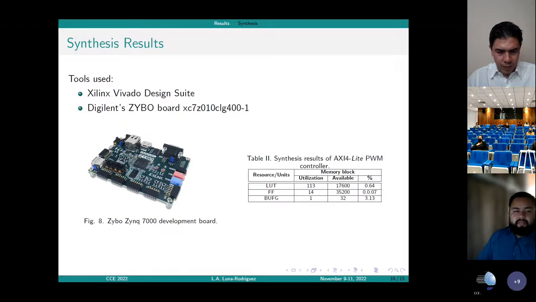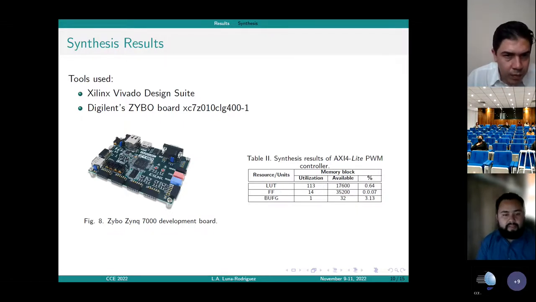For the results, the Xilinx Vivado design suite was used with the FPGA board from Digilent. First, the synthesis results are shown, where a low system occupation is observed, including the communication interface.